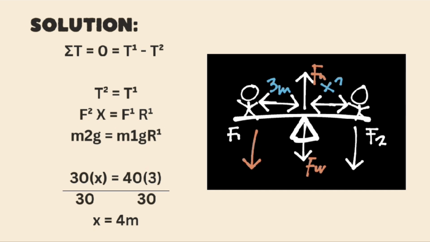So the second child's weight is 30 times X equals 40 times 3 over 30, so we are going to cancel 30, and we are going to cancel 0, so that is basically 4 over 3, so that is 4 times 3 over 3, and we are going to cancel 3, so therefore X is equal to 4 meters.